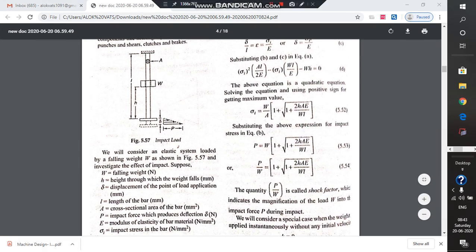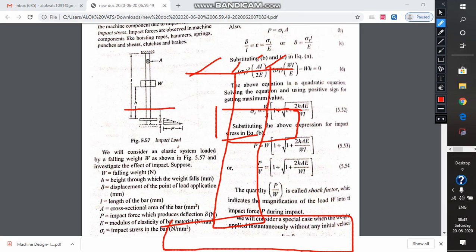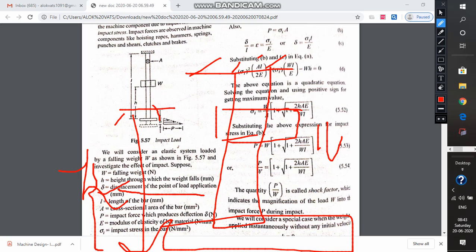Now, suppose that we have a load W and it is going to fall from a height h on a collar. This is the height h, and suppose this is W. Now, from the basic principle, there are certain designations. Delta is the displacement of the point on the application of the load. What is delta? Delta means the displacement which has occurred due to the application of the load.